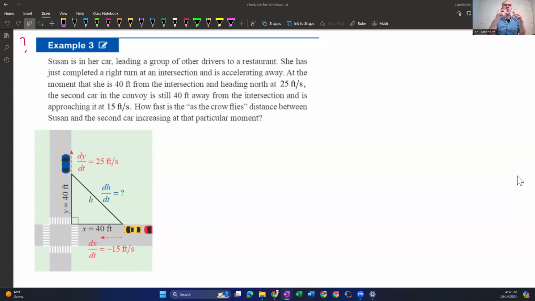Example 3. Susan's in her car, leading a group of other drivers to a restaurant. She's just completed a right turn at an intersection and is accelerating away. So she's in the blue car. At the moment, she is 40 feet away from the intersection, heading north at 25 feet per second. A second car in the convoy is still 40 feet away from the intersection and is approaching at 15 feet per second. How fast is the as the crow flies distance between Susan and the second car increasing at that particular moment? So we're going to do this the short version. No, we're going to do a good job.